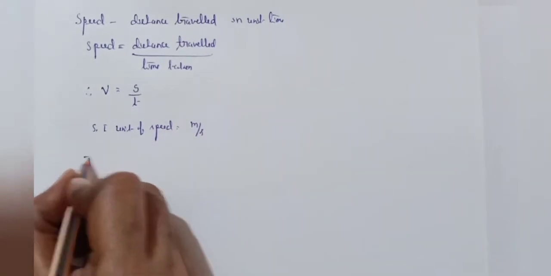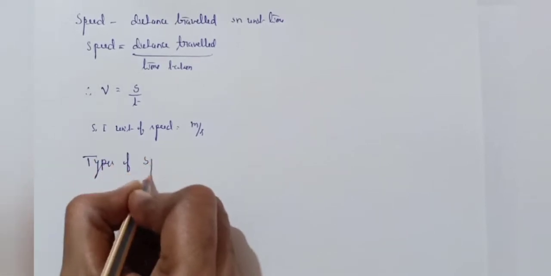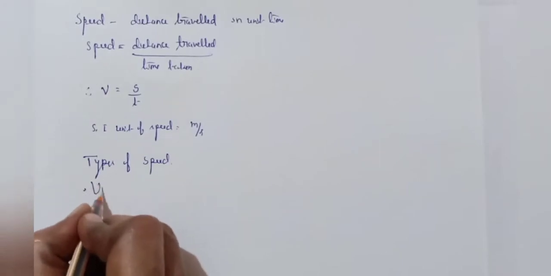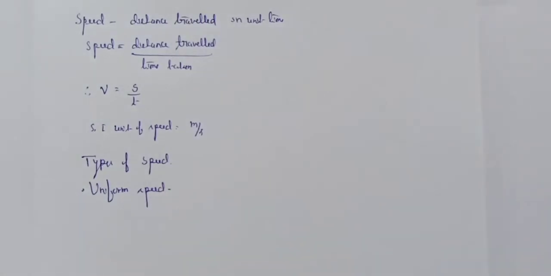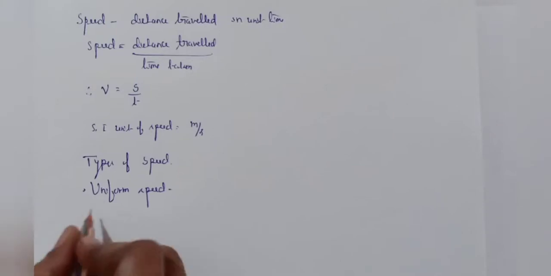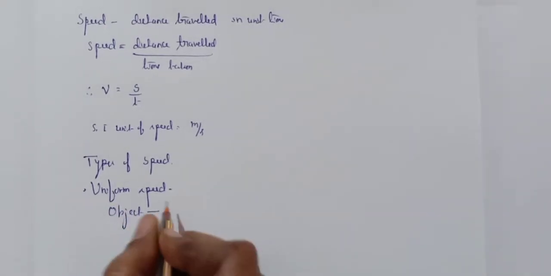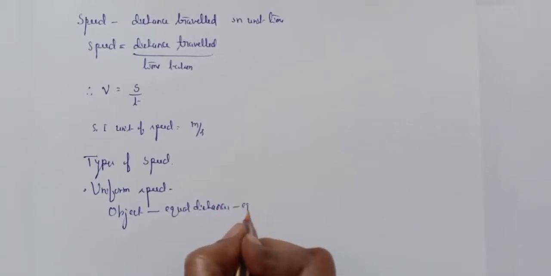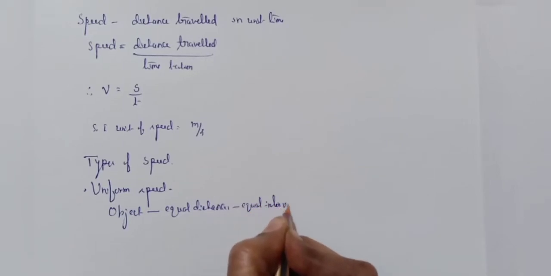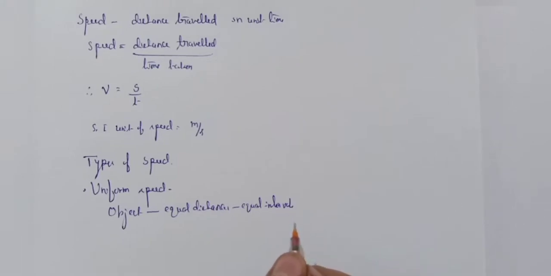Next, types of speed. Uniform speed. When an object covers equal distances in equal intervals of time, then the speed of the object is said to be uniform. Example, the motion of the hands of the clock.